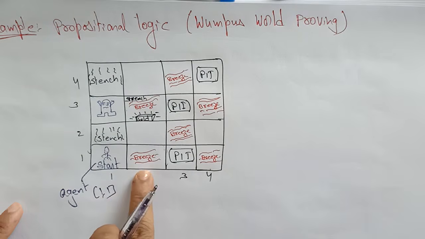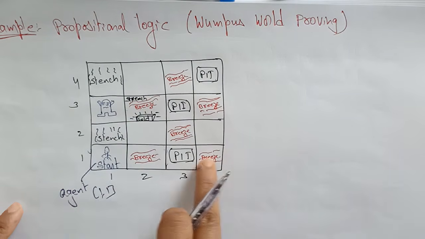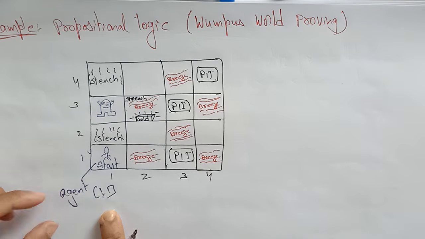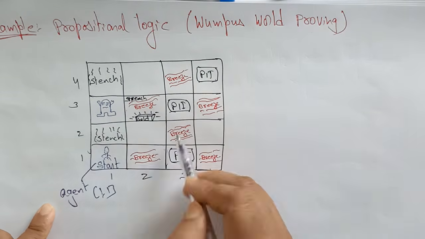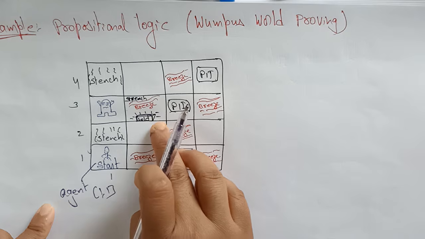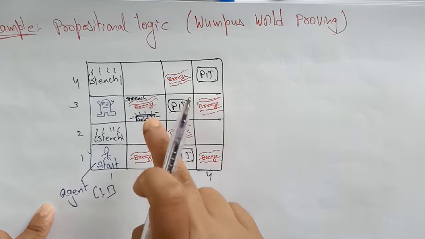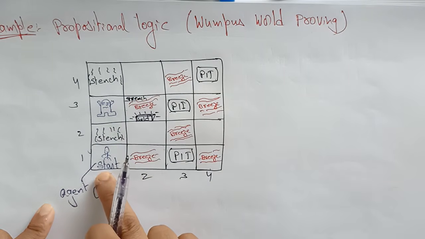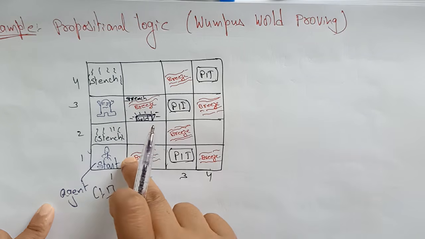So this is a 4x4 matrix, 16 rooms are there. The agent starts at 1,1. What is the main goal of this Wumpus world problem? The task of this agent is to find the gold. Somewhere it is present, you observe here, this is the gold. In this room, gold is there. The agent has to find the gold, return to position 1,1, and climb out of the cave.